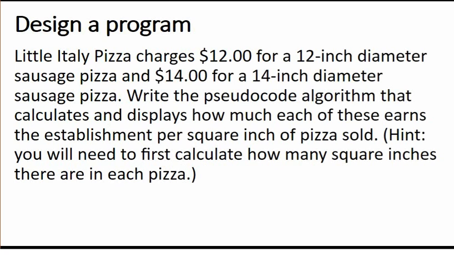Now let's go ahead and design a program. This is the favorite part of the lesson for me. So Little Italy Pizza charges $12 for a 12-inch diameter sausage pizza and $14 for a 14-inch diameter sausage pizza. Write the pseudocode algorithm that calculates and displays how much each of these earns the establishment per square inch of pizza sold. The hint is that you'll need to first calculate how many square inches there are on each pizza.